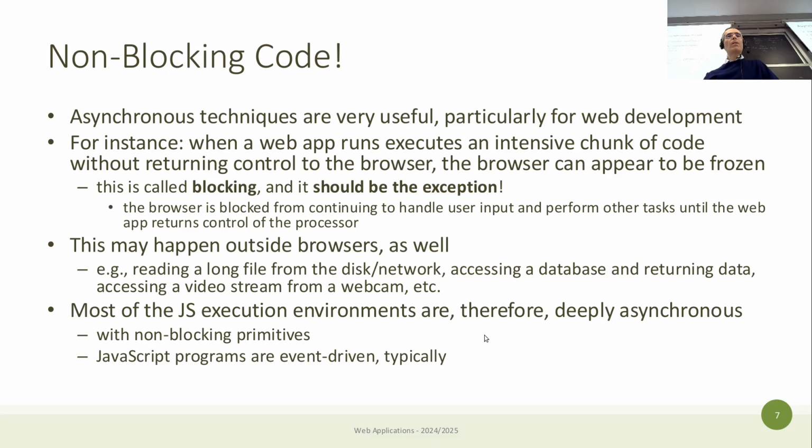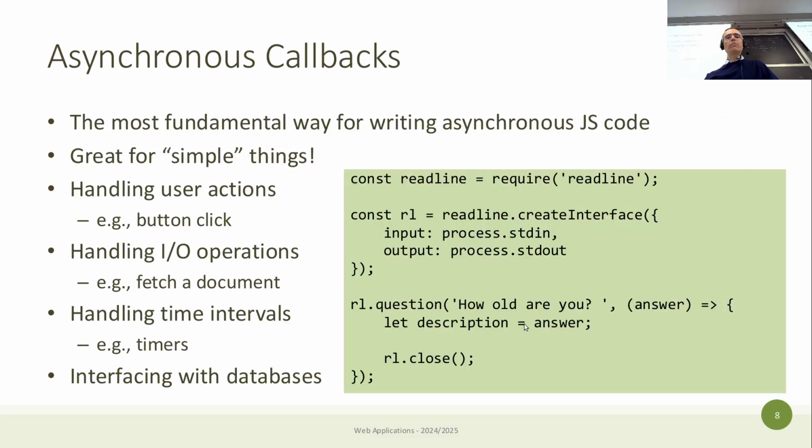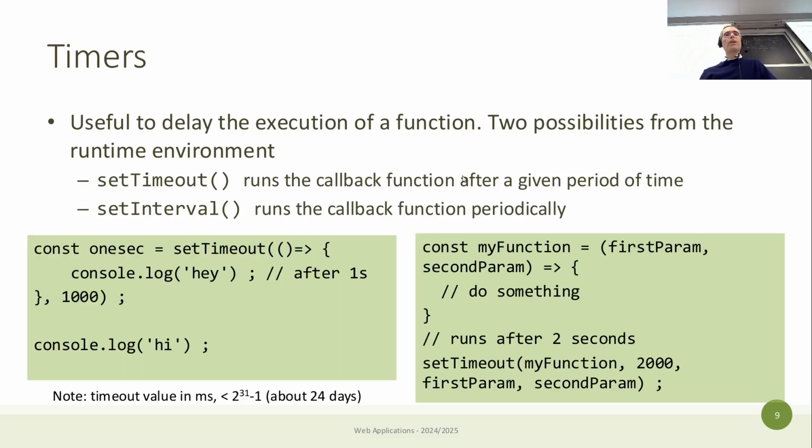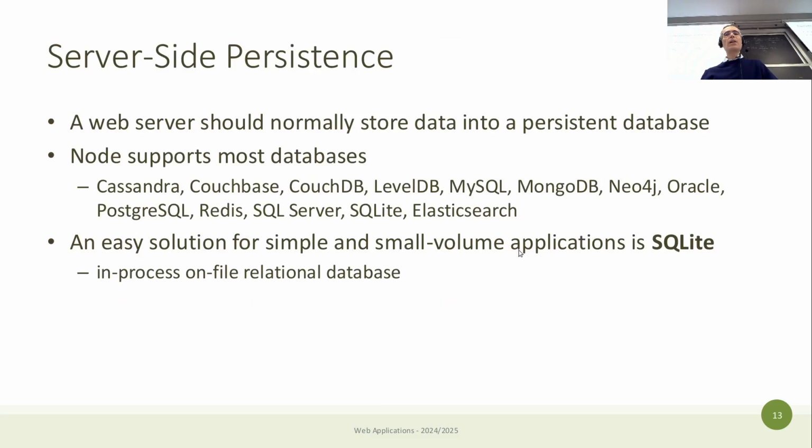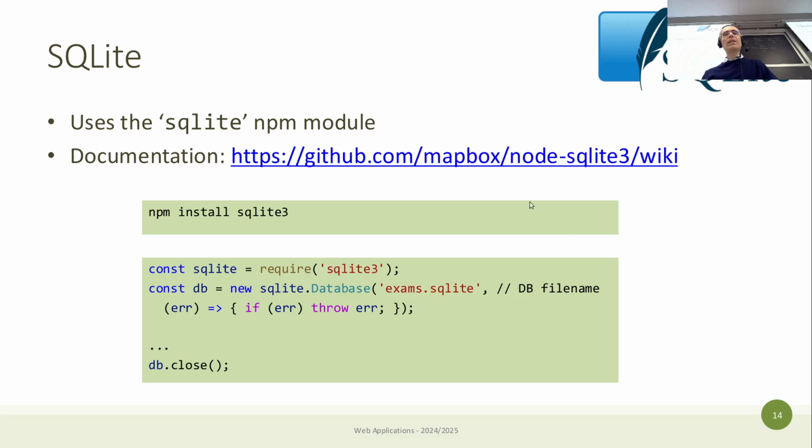So we can write asynchronous callbacks. Callback means function, a normal standard function in JavaScript. It's just the way in which it's used that makes it asynchronous, because it's called whenever the system wants to call it. And we saw how to handle errors in callbacks, and we saw an example with the database.